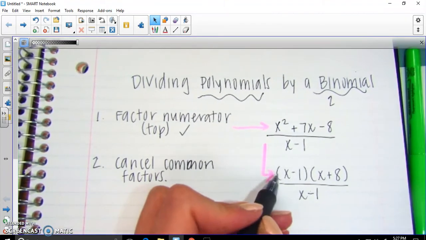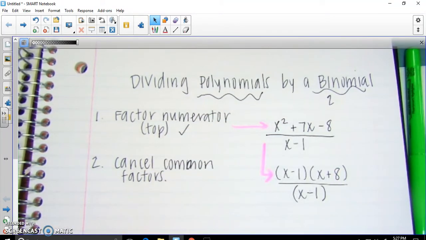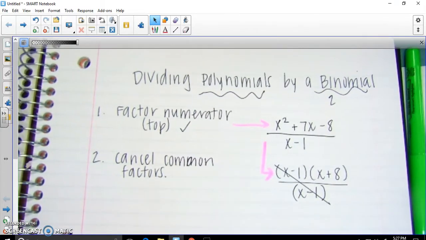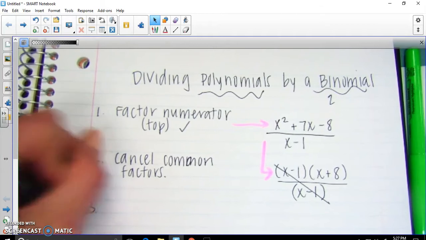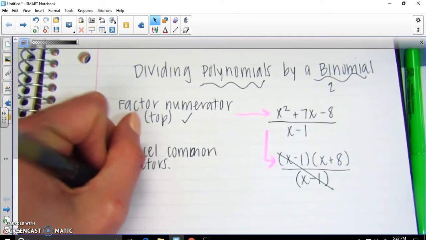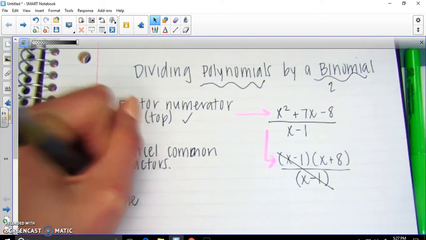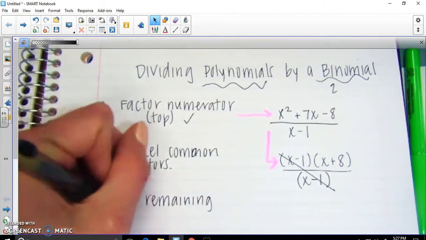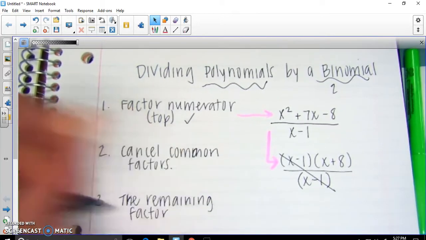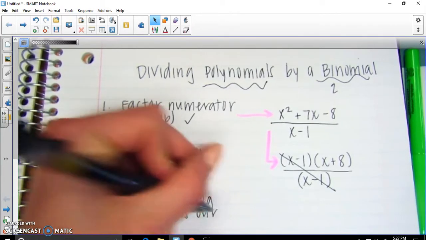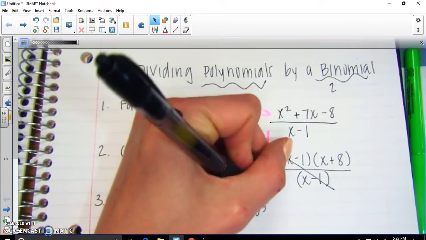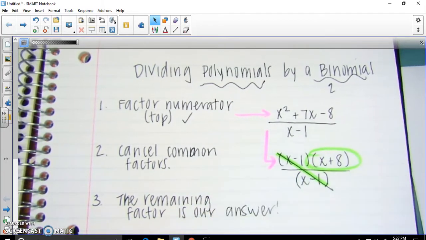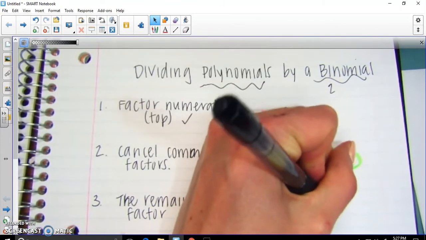Because we're dividing, and anything divided by itself is just 1. So 1 times x plus 8, we'll just keep it x plus 8. So we can literally just scratch through them. So those are gone. So last step, the remaining factor is our answer. So all that remains, we crossed out x minus 1, all that remains is x plus 8, so our answer is just x plus 8.